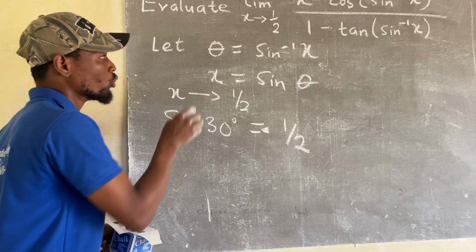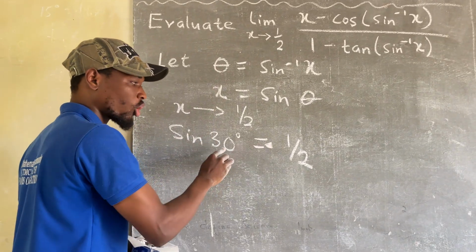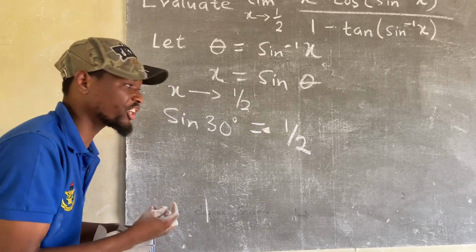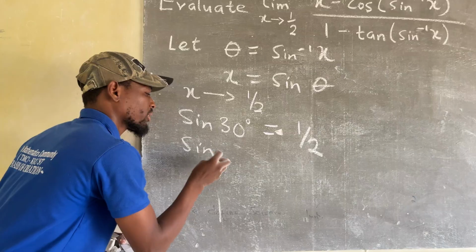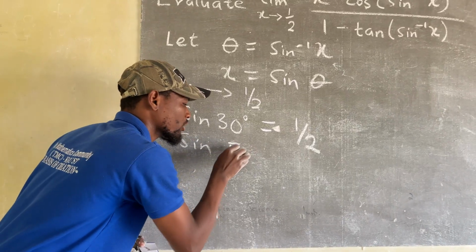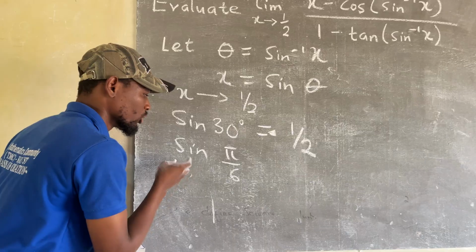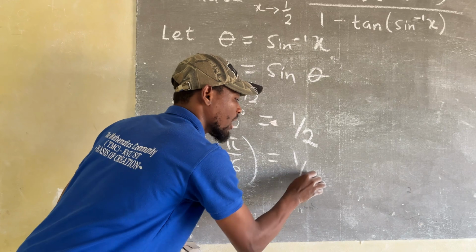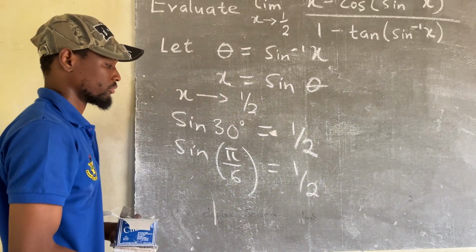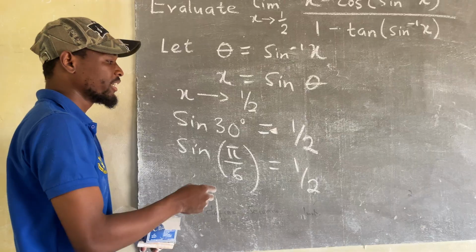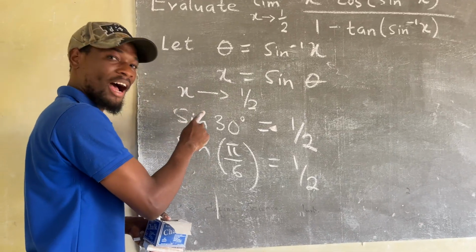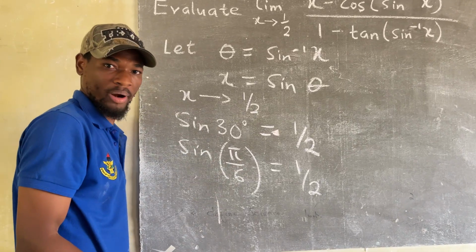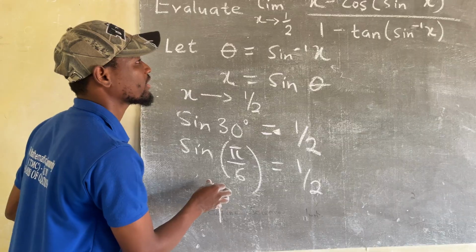So straight away, we know that theta is equal to 30 degrees. Now when you convert 30 degrees into radians, we have pi on 6. So sine of pi on 6 also gives half. As simple as that. So wherever I see theta, I write as theta approaches 30 degrees or pi on 6. Okay, so viewers, now let us substitute.